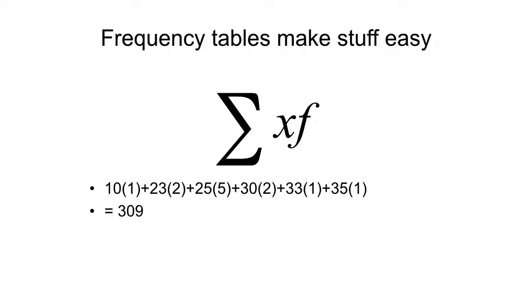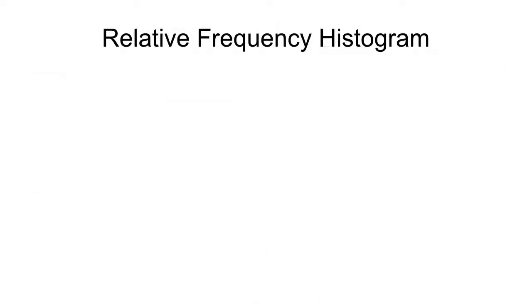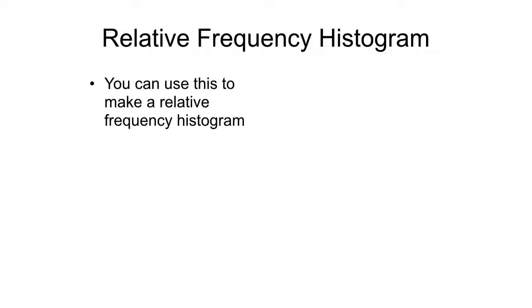So it's 309. I don't know if that tells us anything, but if it's 309 divided by 12, we can get the mean pretty easily. Right? Now, one of the things you can do, now we're getting a little more graphy, if that's a word, is we can do a relative frequency histogram.